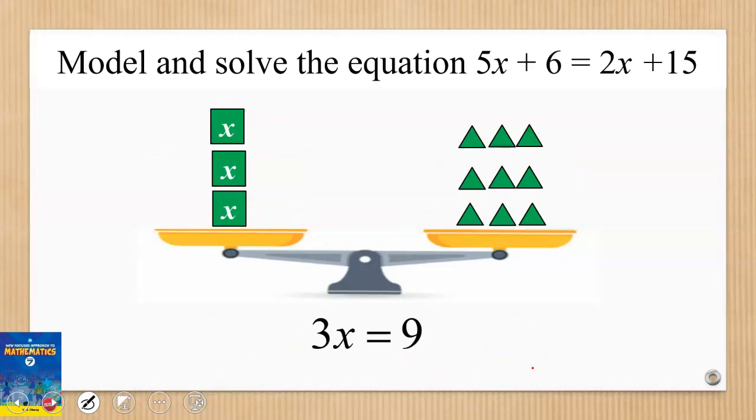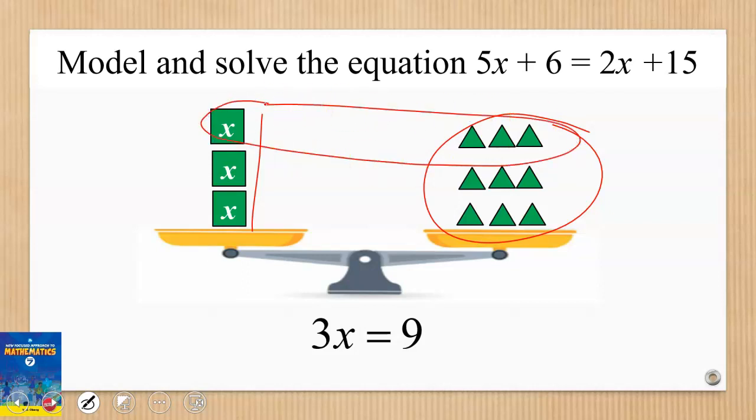And we can simplify that to get 3x equals 9. So now we have 3 of our x at one side and 9 of our triangles at the other side. So the final thing we have to do is share these 3 x's among the 9 ones. So each x will take 3 of the triangles, which means that x will be equal to 3. And more or less we are dividing, because sharing simply means division. Okay, so we divide and then we get x to be equal to 3. That is how we solve this question.